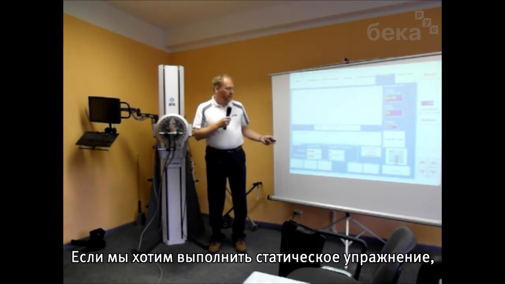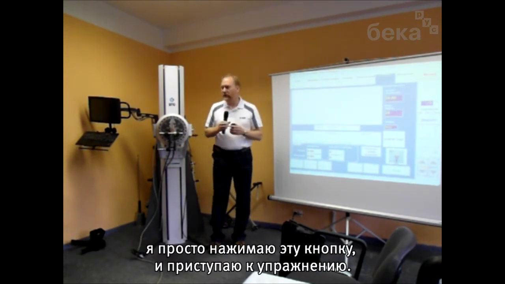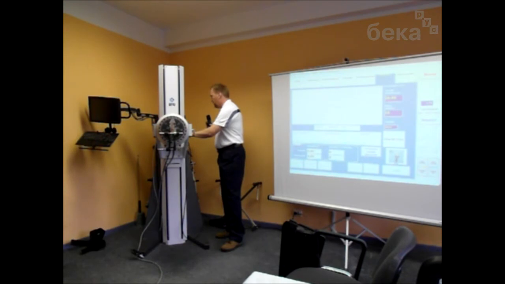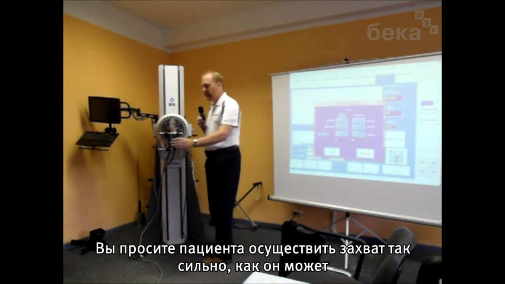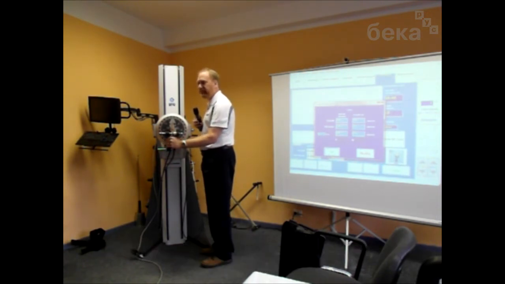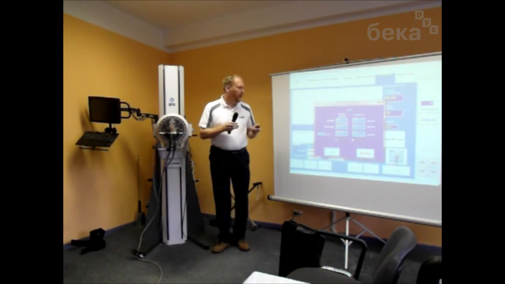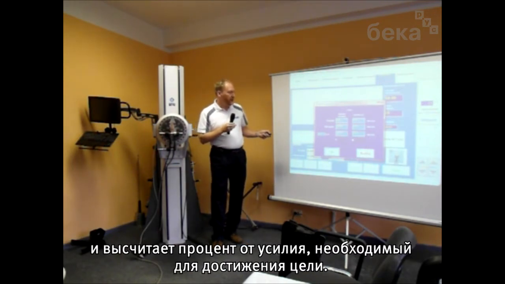So if we wanted to do the static trial, I can press this button to do an isometric trial. It locks the tool into the isometric mode, and you just ask the person to grip as hard as they can. And it will take a measurement of how much force that person was able to exert, and then give you that calculator where you can type in a percentage. It'll figure out that percent value, which you can then use as your target for that person.